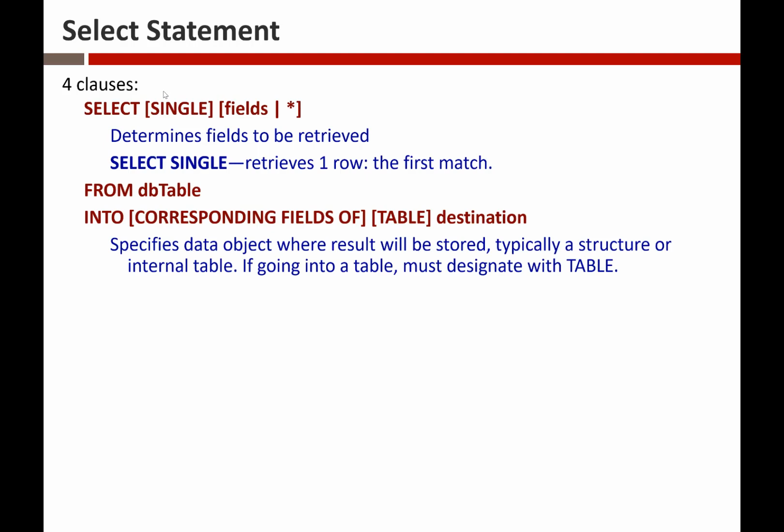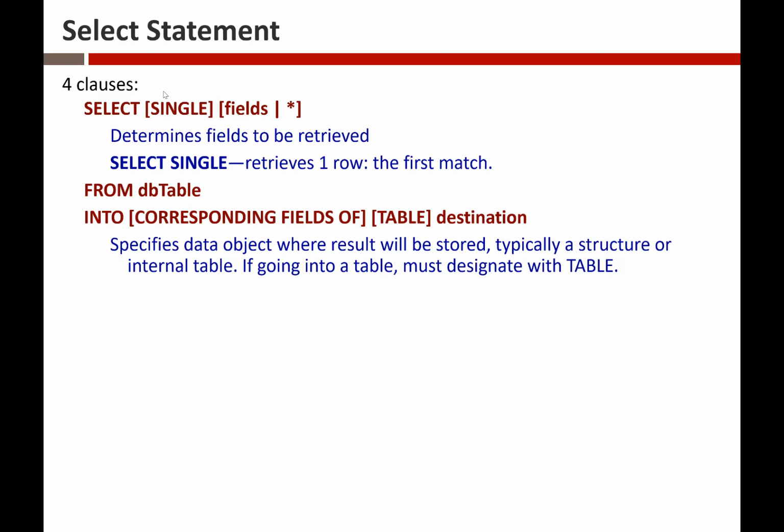So this is going to specify where the results will be stored. Now, if you think about this for a moment, if I'm doing a select single, the target could go into, well, it depends on what I have listed there for fields. If I have select single star, so I'm bringing back a whole bunch of fields, but I'm only bringing back one record, well, that could go into a structure. That could go into something like a work area.